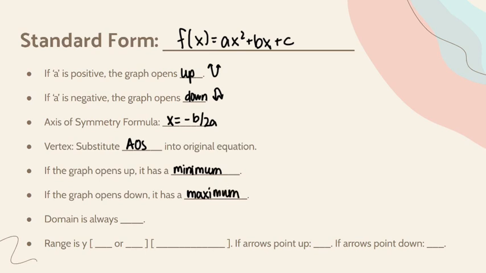The domain for quadratic equations is always all real numbers, and the range is y is either less than or equal to or greater than or equal to the y value of the vertex. If the arrows point up, then we will use greater than or equal to. If our arrows point down, we will use less than or equal to.